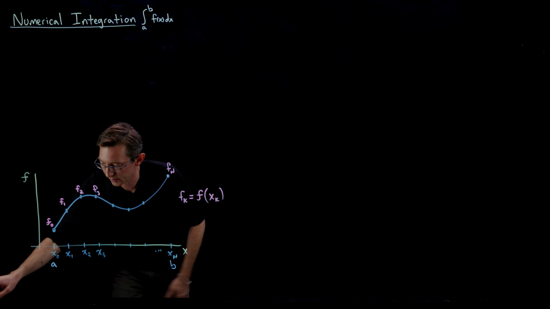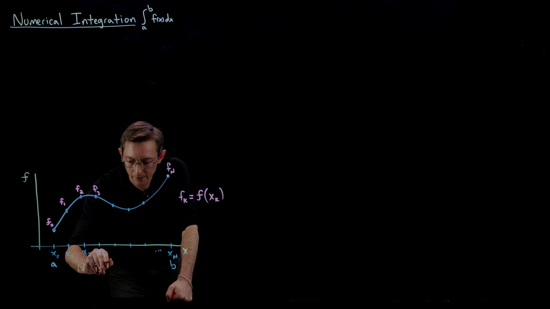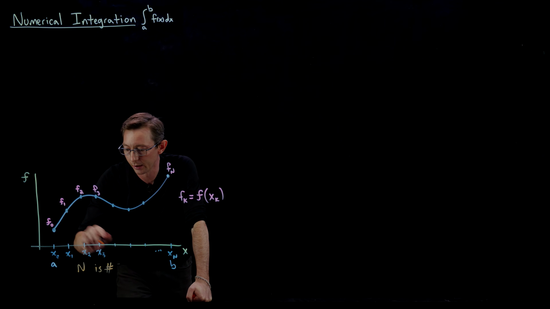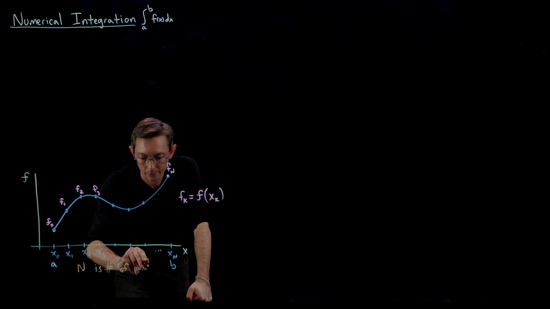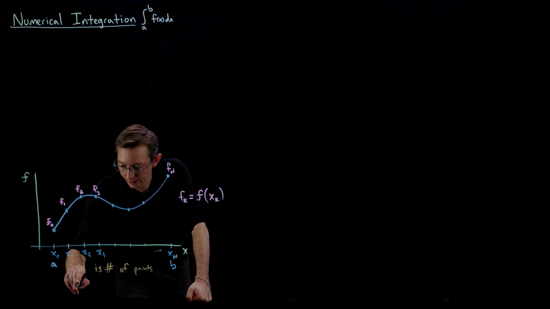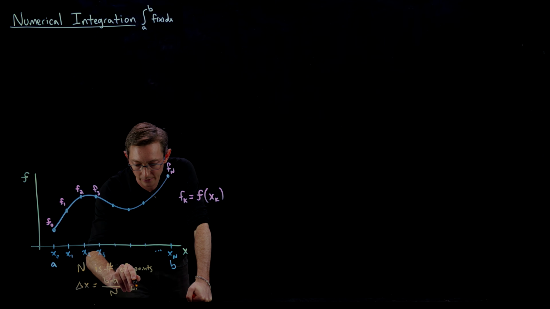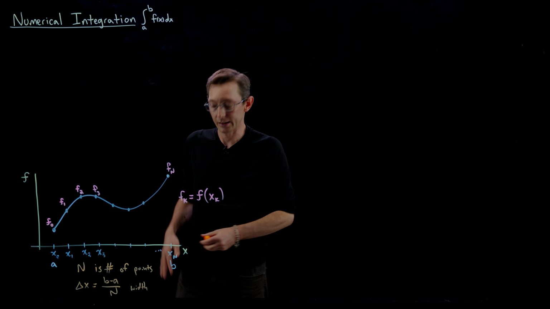So N is the number of rectangles or data points. And so delta x is b minus a divided by big N. That's the width between each of these data points. Okay, that's my delta x.